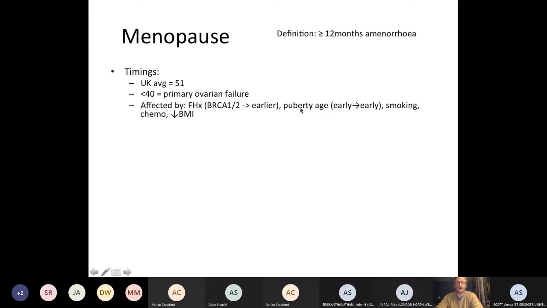The age at which the woman goes through puberty, so the earlier that happens, the earlier they tend to go through menopause. Smoking tends to bring the menopause on earlier. Chemotherapy and a low BMI.